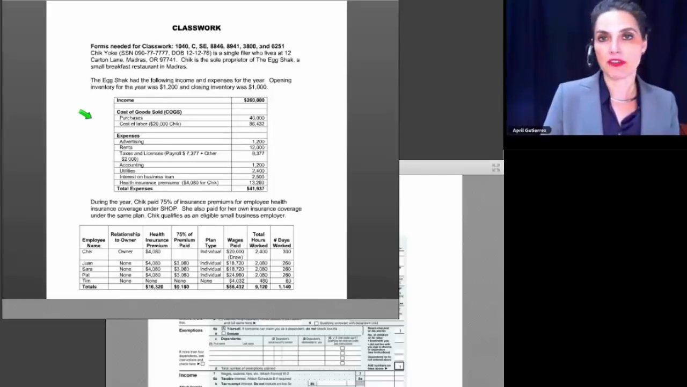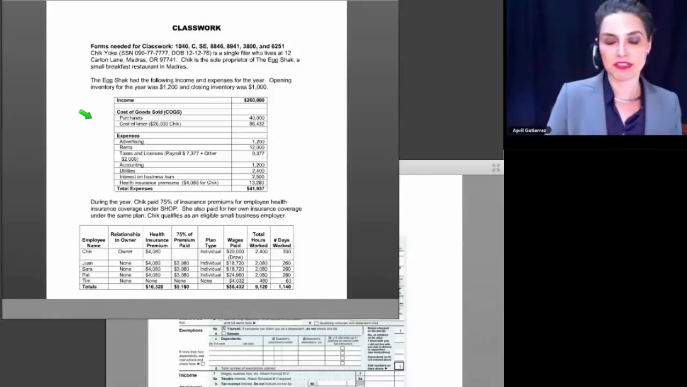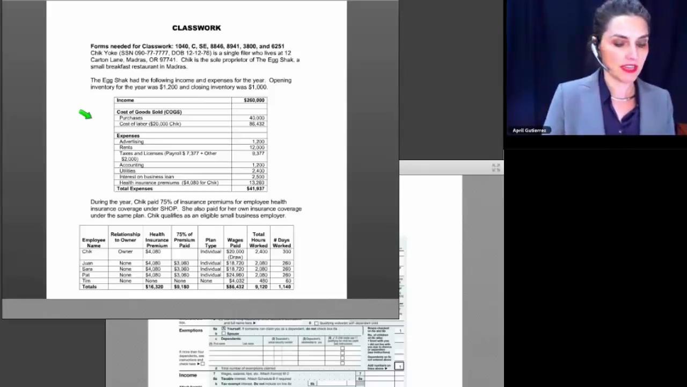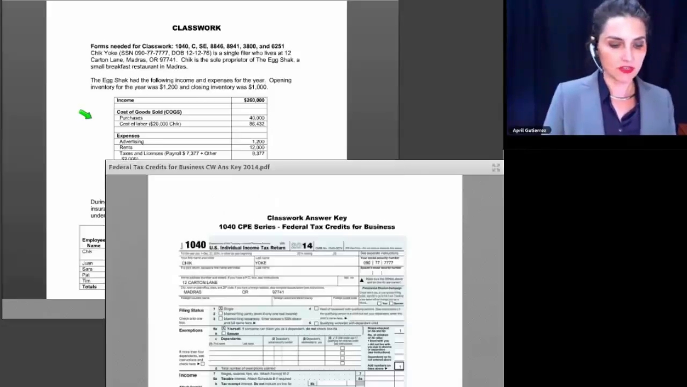And because she provided her workers with health insurance, she's also going to be eligible for that small employer health insurance premium credit. So I provided you with the information necessary for computing these particular credits for Chick. And at this point, I'm going to open up the answer key for you and show you the computations that we did with respect to Chick.